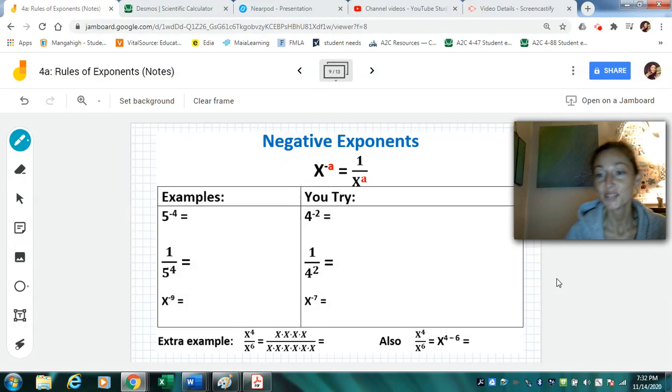All right, guys, we are almost done. So this one is about negative exponents. And I'm actually going to start here at the bottom with this extra example of when we see this with x's. So if I have x to the fourth over x to the sixth, what we saw before with the quotient rule is you can actually subtract those exponents. 4 minus 6 gives us negative 2.